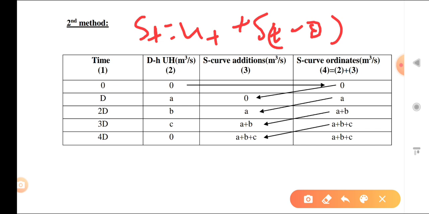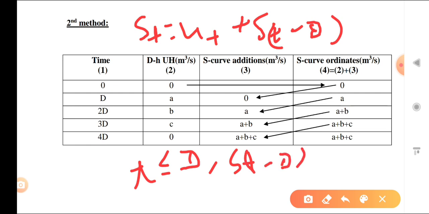So what is the St? St is the ordinate of the S hydrograph at any time t, and Ut is the ordinate of the unit hydrograph at any time, and St minus D is the addition to the S curve. Now you can see that for t less than or equal to D, the addition to the S curve is 0. So up to t equal to D, St minus D is equal to 0. Okay, so here we have to make 4 columns.